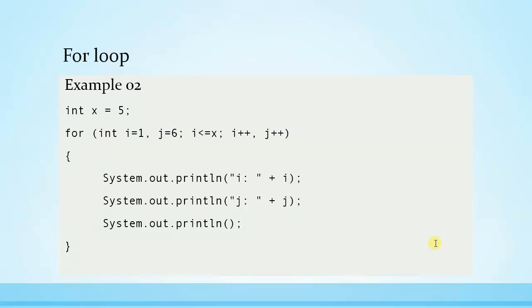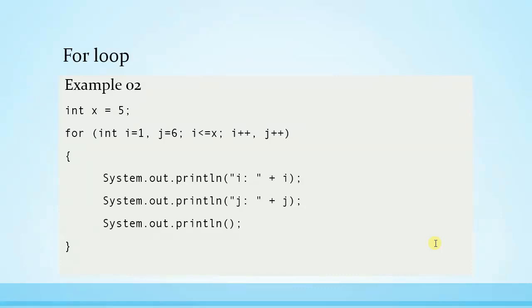Condition is same as previous example. Then the iterator has two statements. One increments the I and the other one increments the value in j. The body consists of 3 statements. In the first statement we print what is the value in I, and in the second statement we print what is the value in j, and as usual at the last line we print an empty line.